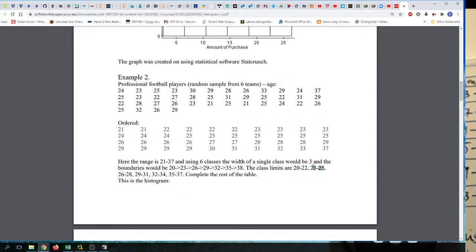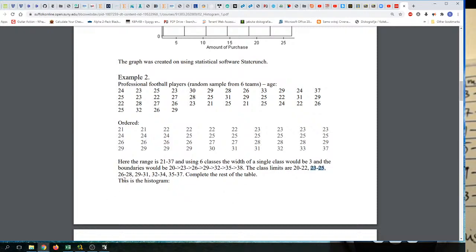The second class has limits of 23 to 25. So you have 23, 24, and 25. So you have 23, 1, 2, 3, 4, 24, 5, 6, 7, 25, 8, 9, 10, 11, 12, 13, 14. 14 in the second class. That's a big class. 14 out of 40 guys have the ages either 23, 24, 25.